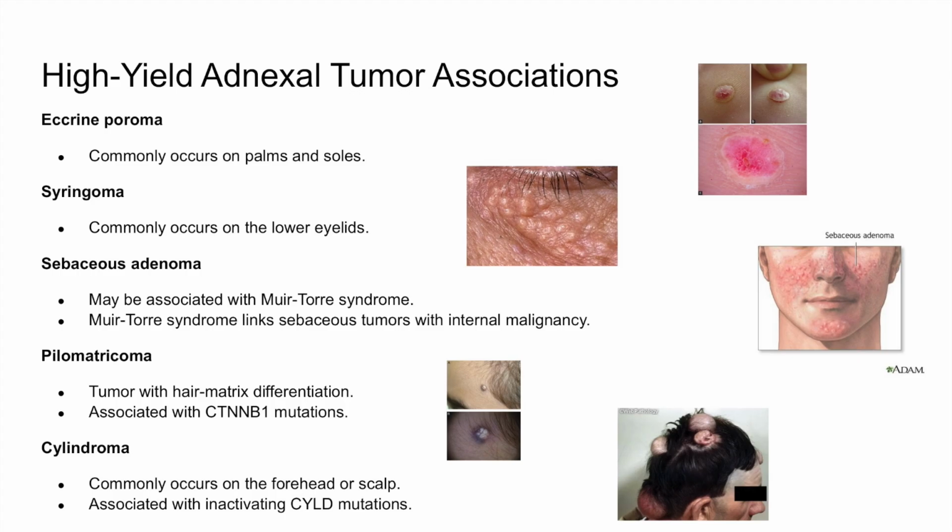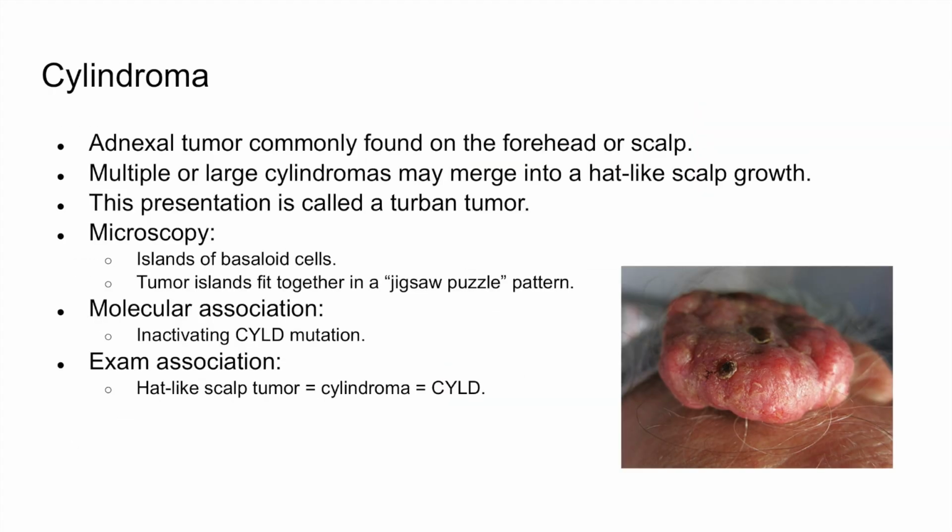And then, so those are the high-yield ones, and then we're going to break down cylindroma in a little bit more detail, and then it's time for that rapid exam review. All right, so a cylindroma is a usually benign adnexal tumor that most commonly develops on the scalp or forehead. When numerous tumors enlarge and merge across the scalp, they may form the classic hat-like turban tumor.